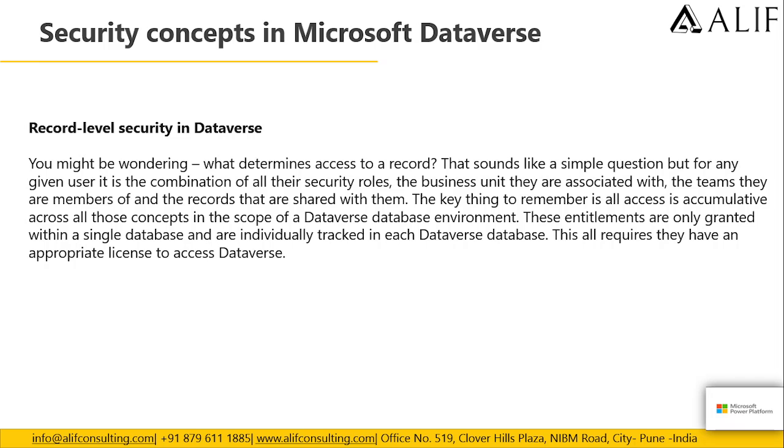Next is record level security in Dataverse. You might be wondering what determines access to a record. That sounds like a simple question, but for any given user, it is the combination of all their security roles, the business unit they are associated with, the teams they are members of, and the records that are shared with them. The key thing to remember is all access is cumulative across all those concepts in the scope of a Dataverse database environment. These entitlements are only granted within a single database and are individually tracked in each Dataverse database. This all requires they have an appropriate license to access Dataverse.